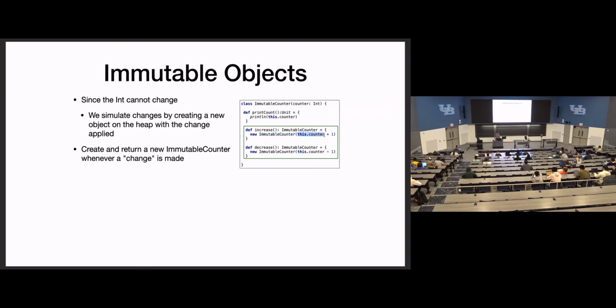And we're going to give it whatever the current value of counter is, plus 1. If we want to decrement it, same thing, we'll create a new object with whatever value we currently have in counter, minus 1. So we're creating a new object with the change that we want applied to it. So if we create a new immutable counter where the counter is 20, and we call decrease, decrease is going to return a new immutable counter where counter is equal to 19. So that's a way that we can simulate decrementing this counter, even though the object's counter variable cannot change.